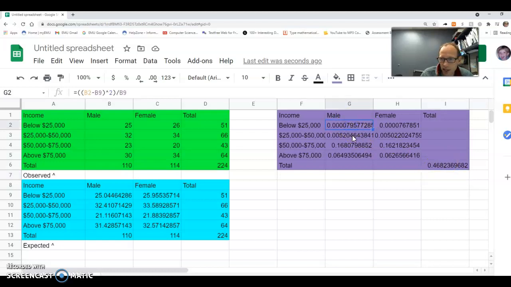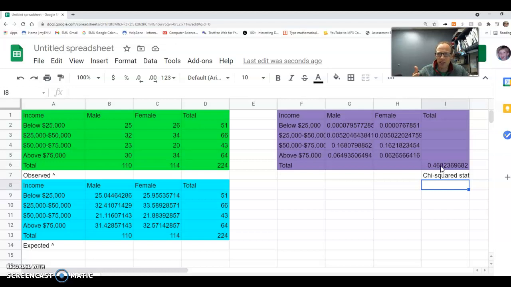So this is the chi-squared value for each specific cell, like how far we are off. For example, in the female between 25 and 50,000, we'd expect to get about 34, but we got 33.59. In other words, we were incredibly close. That's why our chi-squared is so low here. So our overall test statistic is really pretty low. Whoa, I cannot spell. And so I'm pretty sure that's not going to be significant.